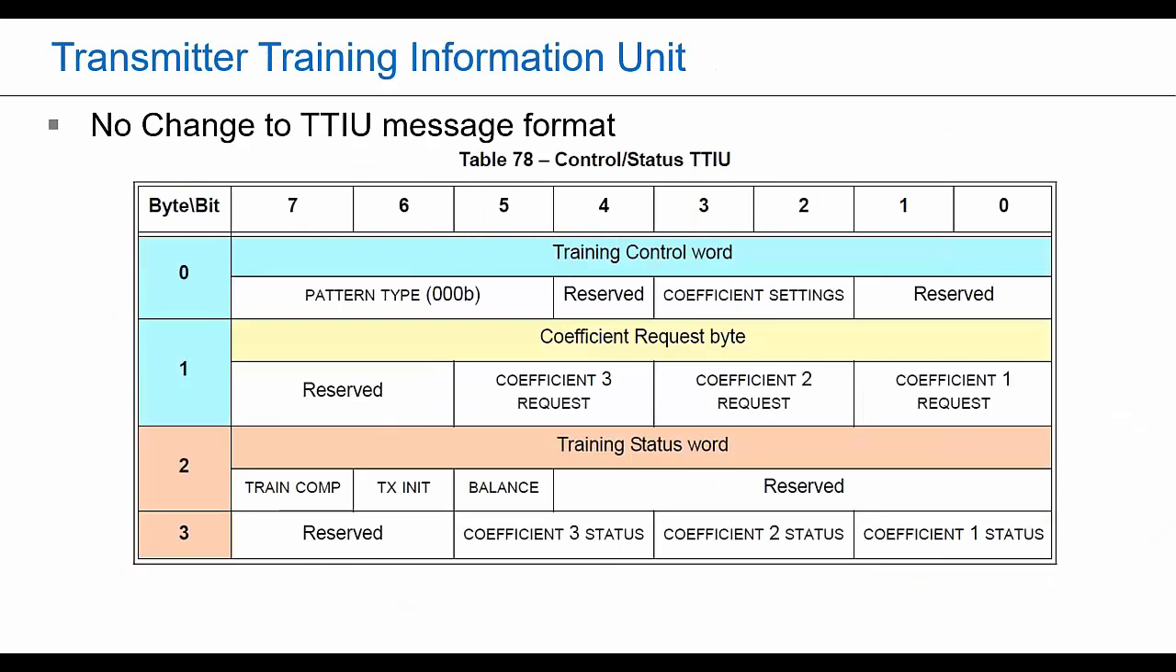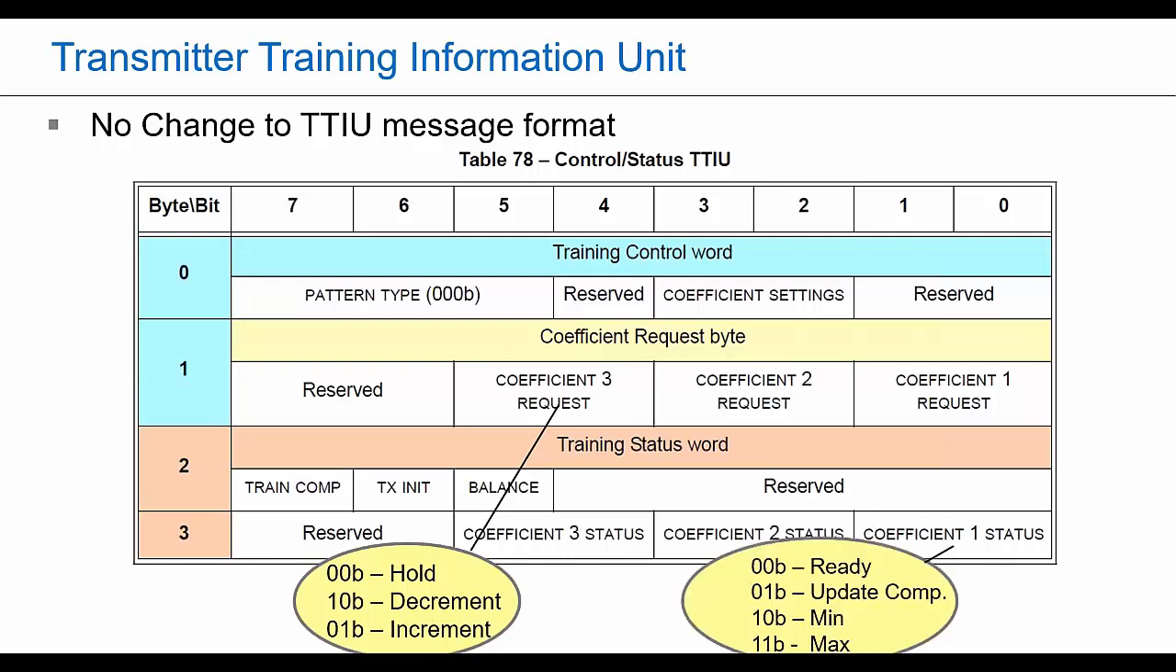Okay, and for the TTIUs themselves, SAS4 is using the same basic approach as they did with SAS3 for 12 gig. No change to the message format, still using DWORD size structures, 32 bits total, separate control word where each side can make coefficient requests. The status word, again, always reflects the status of the PHY that sent it. So 01 would mean the update you requested is complete.